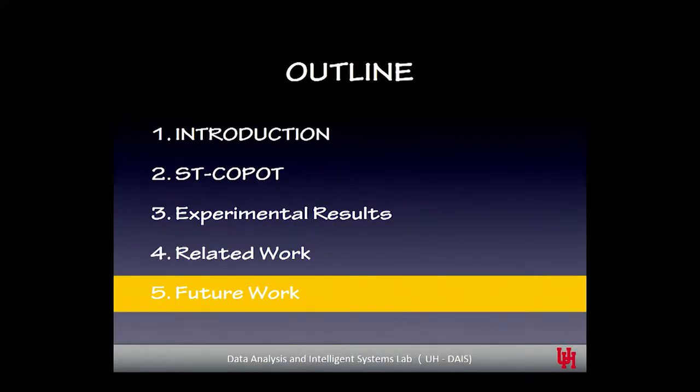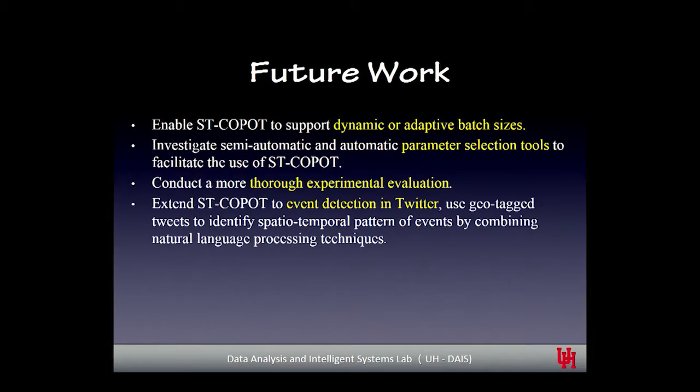Next is the future work. Recently I'm thinking of applying this algorithm to event detection in Twitter, because we have geotagged tweets. Maybe we can find some interesting patterns using my approach, combined with natural language processing techniques. Also, currently I choose all the parameters myself, so later on I might need to investigate an automatic parameter selection algorithm.